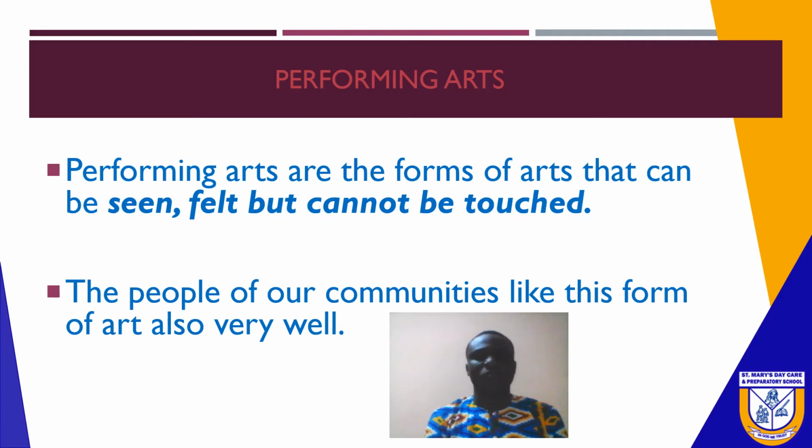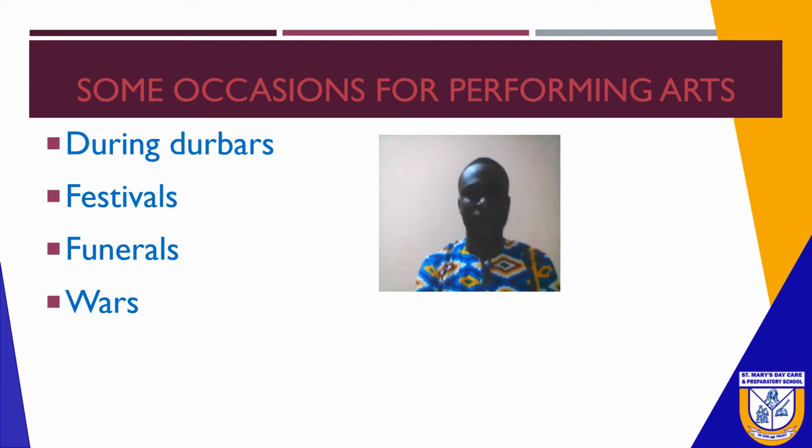Last week we talked about visual art, and we said visual arts are the forms of arts that can be seen, felt, and touched. So the difference between visual arts and performing arts is that visual arts can be touched, but performing arts cannot be touched. You can see both of them, you can feel both of them, but you cannot touch performing arts. The people of the community like this form of arts very well.